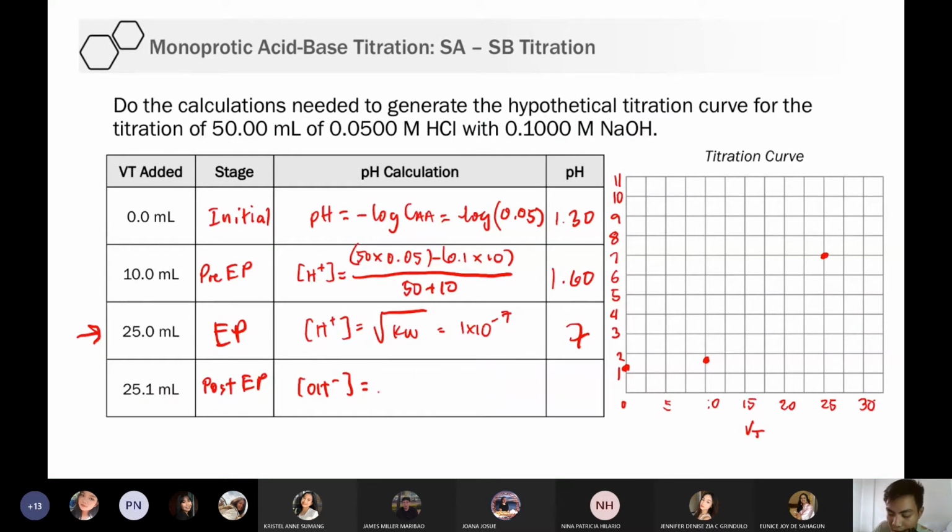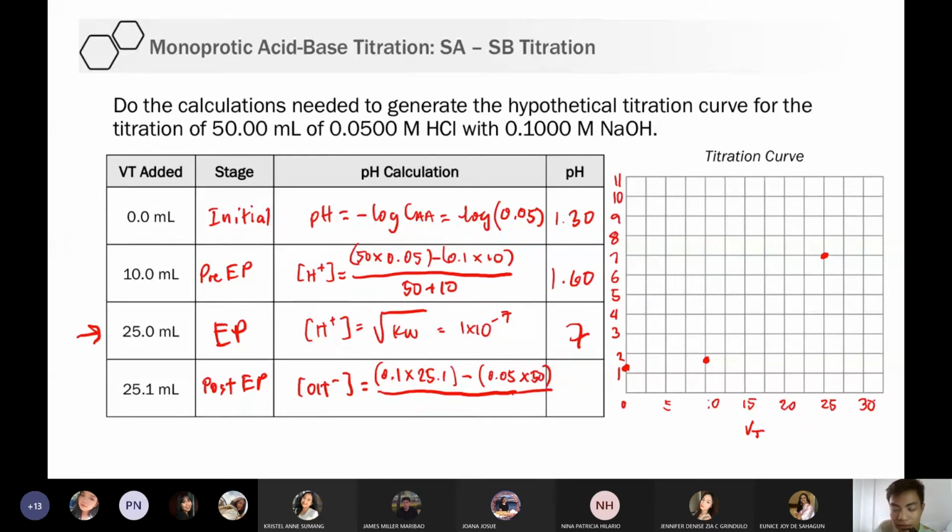Mole base. What's mole base? Molarity titrant, volume titrant. Okay? MTVT. Pag sinabi ko mole base, MTVT. Okay. Sa ganitong case, okay. So, yan. MTVT. Molarity titrant 0.1 times 25.1 ml. Moles ng acid, MAVA. So, MA is 0.05 times 50.